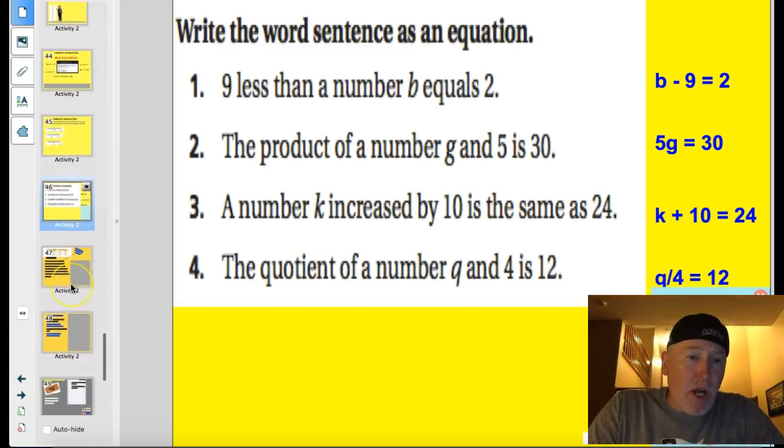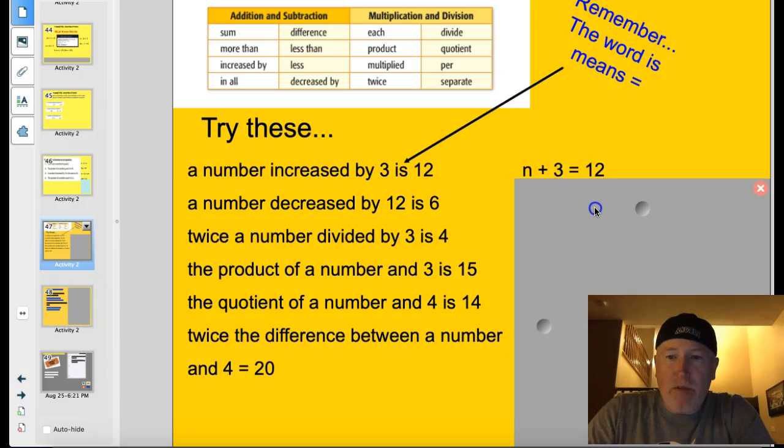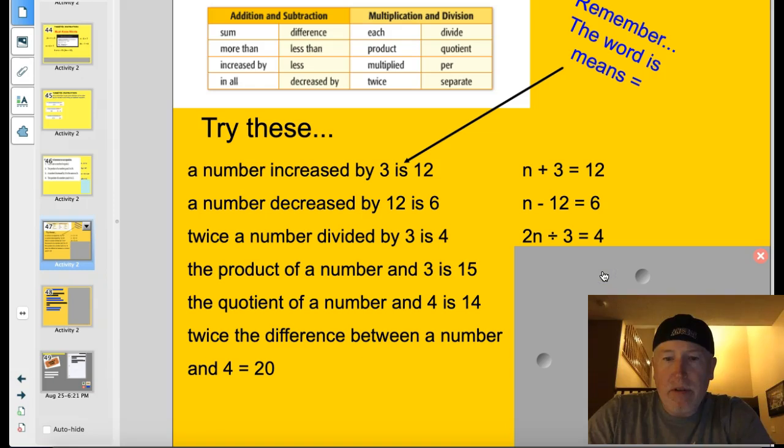All right. Time for you to try a couple. We got a bunch of them. Go ahead and try this slide full of them. Go. See how you did. A number increased by 3 is 12. A number decreased by 12 is 6. Twice the number divided by 3 is 4. The product of a number and 3 is 15. The quotient of a number and 4 is 14.